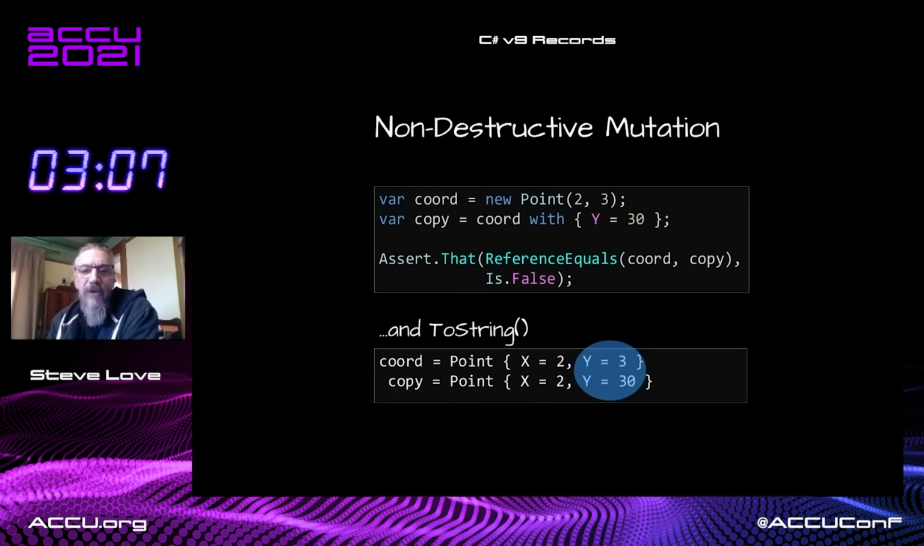There is another way of assigning where we can use non-destructive mutation. We're using the with keyword. Here what we've got is that copy is being assigned to coord, but they're no longer reference equal, and we've created a new value with slightly changed properties, and we've selectively chosen which properties we want to change.